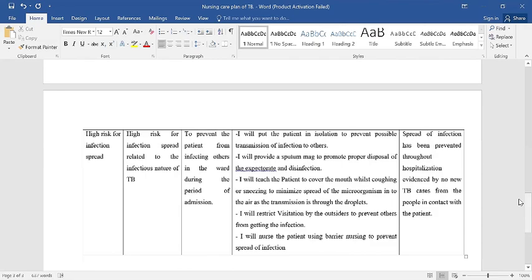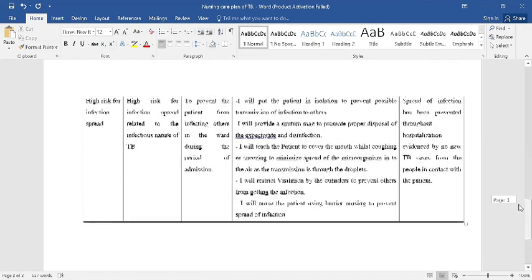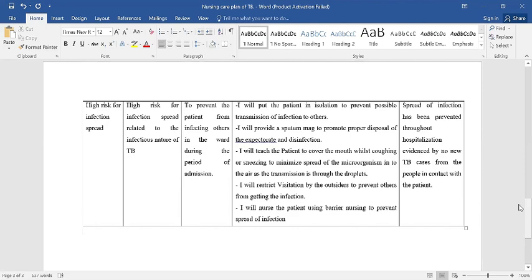Then from there we go to our last problem. Our last problem is high risk for infection spread. So we know that tuberculosis is an infectious condition. Therefore, there is a high risk of it being spread, especially in the acute phase. So that will be our problem.